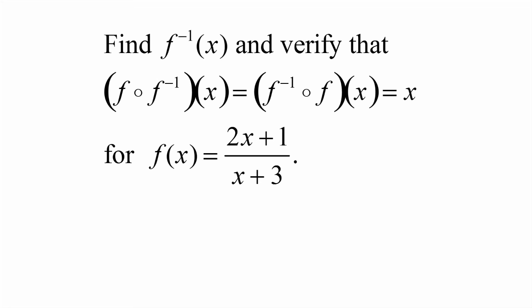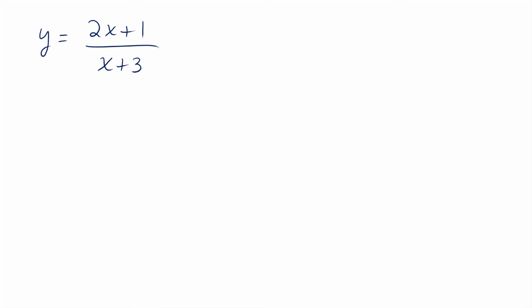Find f inverse of x and verify that f of f inverse of x equals f inverse of f of x equals x, for f of x equals 2x plus 1 over x plus 3. So again, we will substitute y in for f of x equals our fraction on the right hand side. We want to go ahead and solve this equation for x. So we'll start by cross multiplying. So 2x plus 1 would equal xy plus 3y.